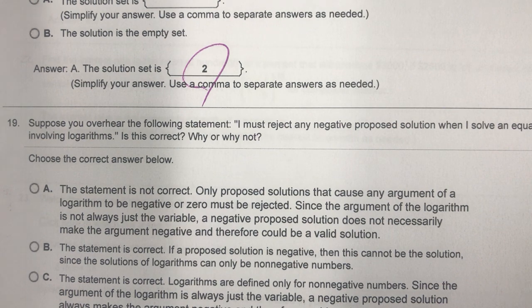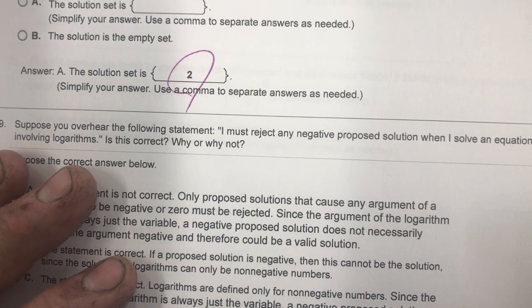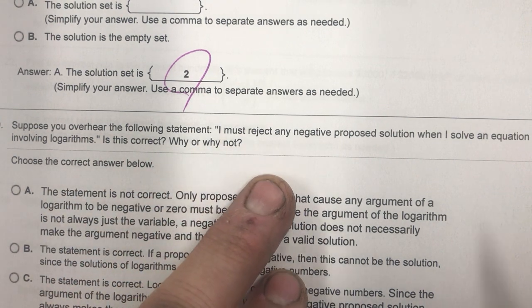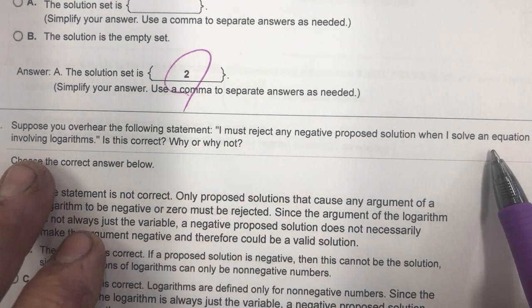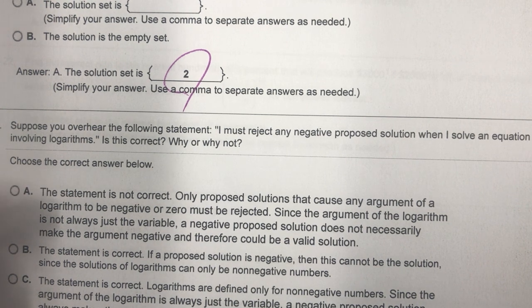All right, now we get to a word problem here. Number 19. Suppose you overhear the following statement: I must reject any negative proposed solution when I solve an equation involving logarithms. Is this correct? Why or why not? Well, not really. It's not correct.